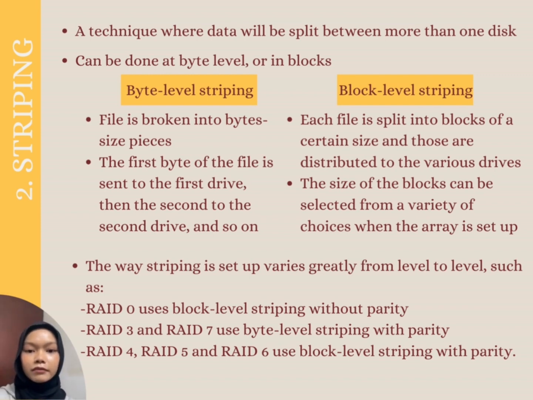The way striping is set up varies greatly from level to level, such as RAID 0 uses block level striping without parity, RAID 3 and RAID 7 use byte level striping with parity, and lastly, RAID 4, RAID 5, and RAID 6 use block level striping with parity.